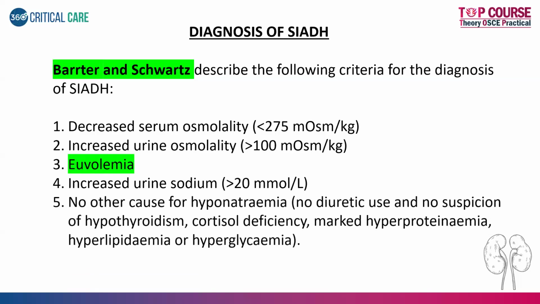No other causes of hyponatremia, especially diuretic use, cortisol deficiency, or hypothyroidism, should be present when we are making a diagnosis of SIADH. If there are paraproteinemias, cortisol deficiency, or hypothyroidism, that is probably the cause. So this is always a diagnosis of exclusion, and we need to remember these things.